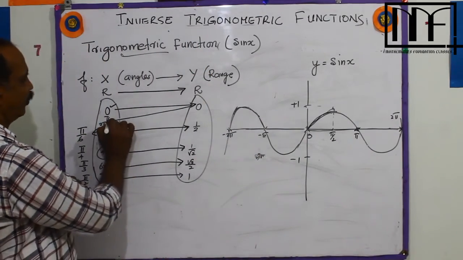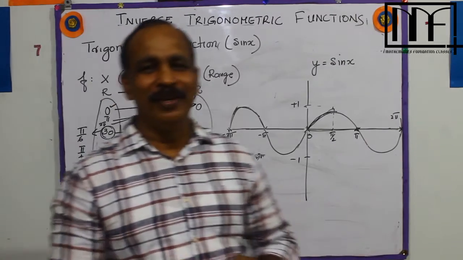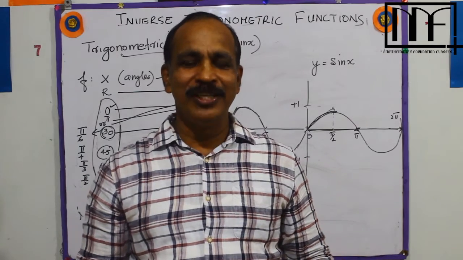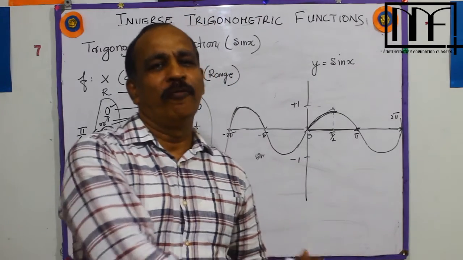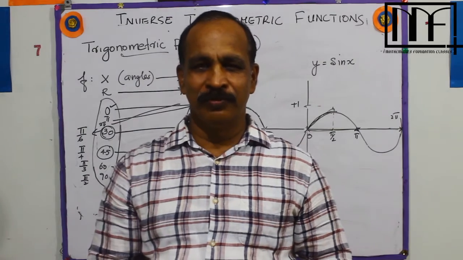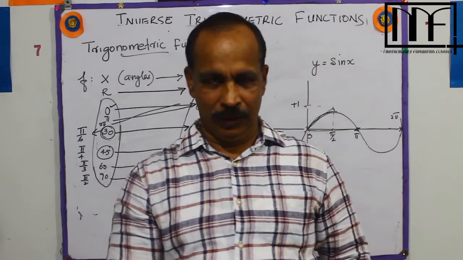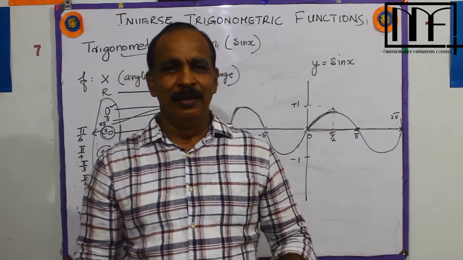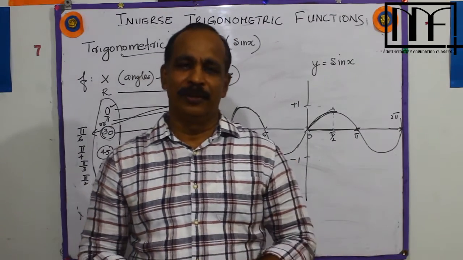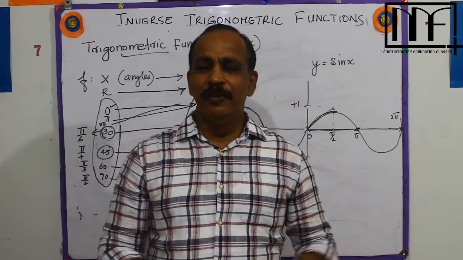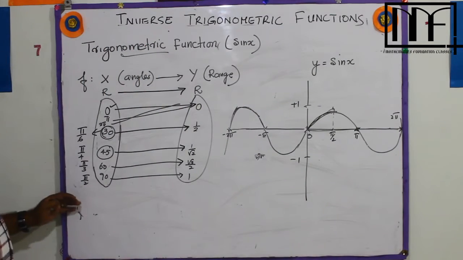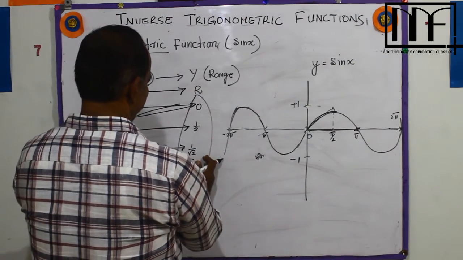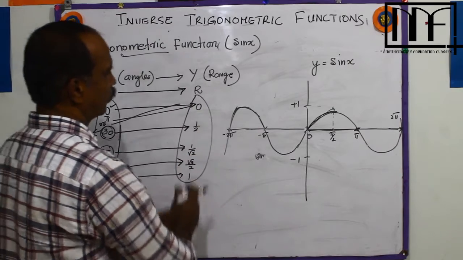Which means, what do you understand from here? This function is a many-one function. So if the function is a many-one function, you cannot find an inverse function, because many-one functions will not have inverse functions. Therefore, we need to restrict the domain. Otherwise, we cannot find the inverse function. And if you find the inverse function, you know the range will become the domain, and the domain will become the range here.